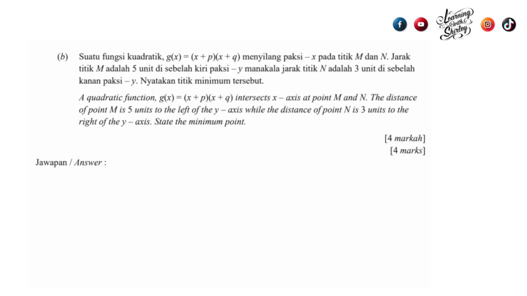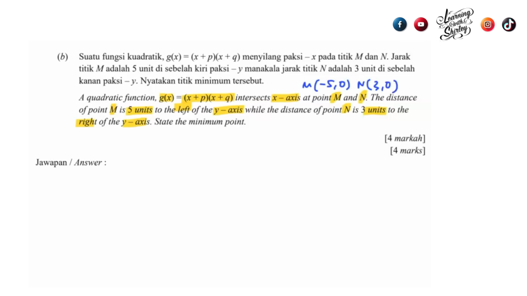Let's look at question B. This question is on quadratic function. Let's read the question. A quadratic function g(x) equals (x plus p)(x plus q) intersects the x-axis at points M and N. The distance of point M is 5 units to the left of the y-axis, while the distance of point N is 3 units to the right of the y-axis. One is to the left, which is negative, one is to the right, which is positive. So our coordinates M is (-5, 0) and N is (3, 0).